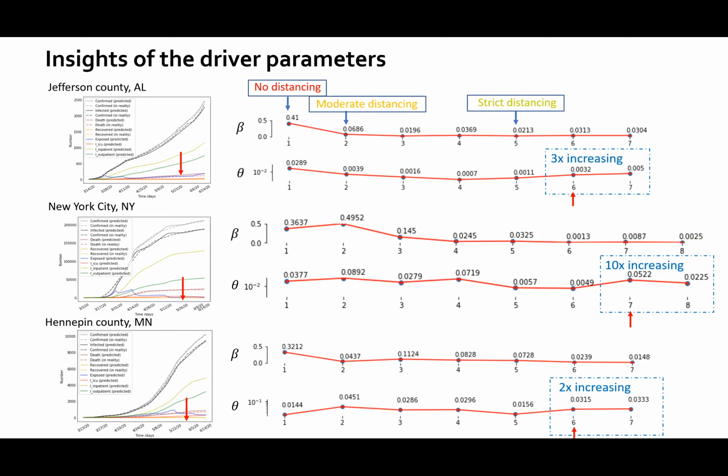Afterwards, we can also extract the possible policy parameter settings, like no distancing in window 1, and moderate distancing and strict distancing, and further apply them to the projection.